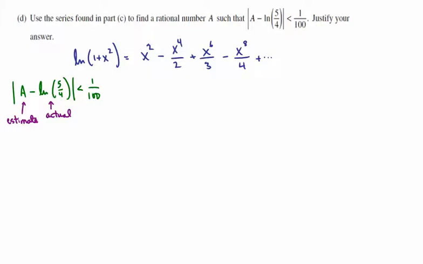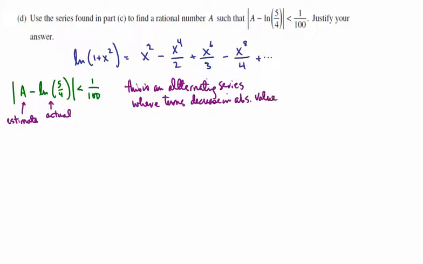All right, so since we're working with a Taylor series here, not just a Taylor series, we have an alternating series, where terms decrease in absolute value to 0, so we can use the alternating series remainder theorem, which says the error will be less than the first excluded term.